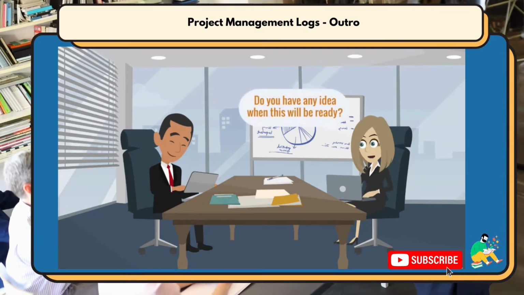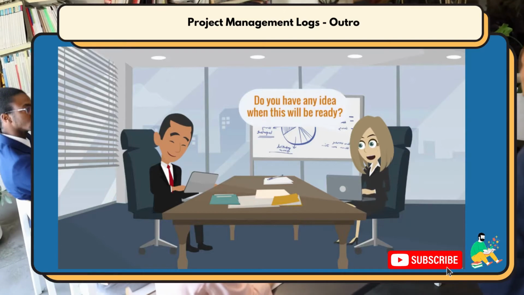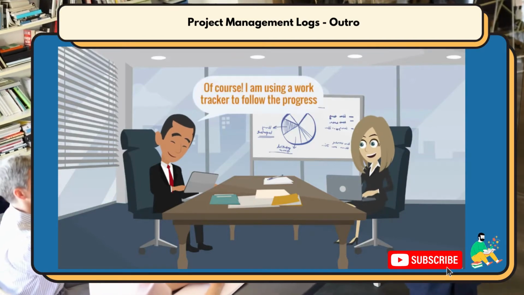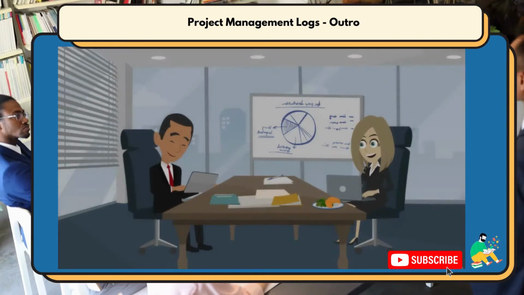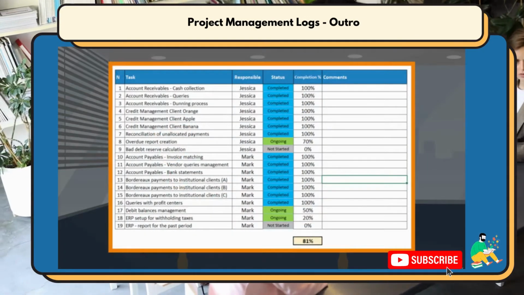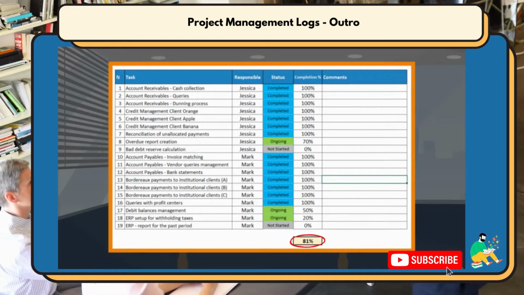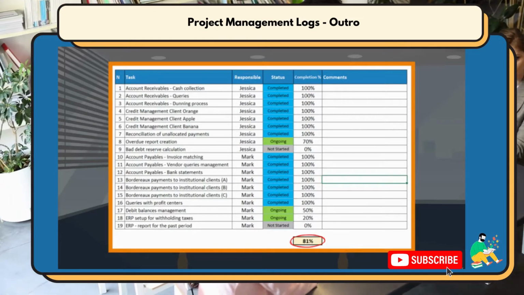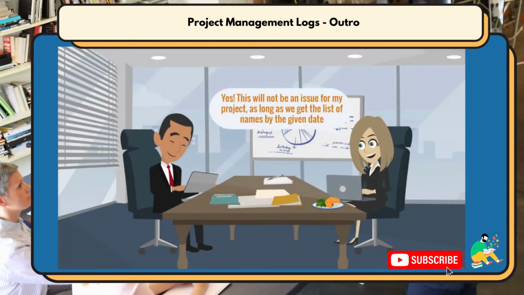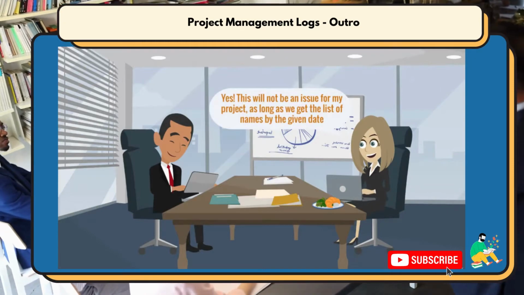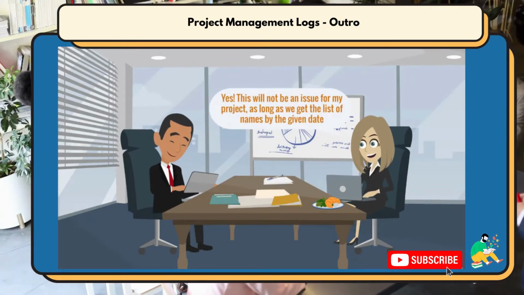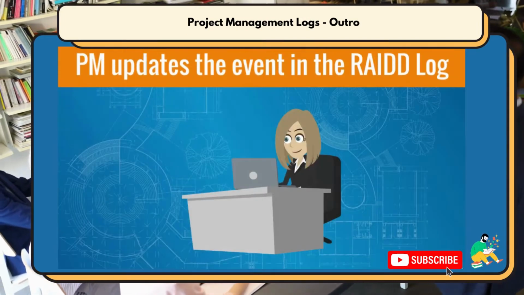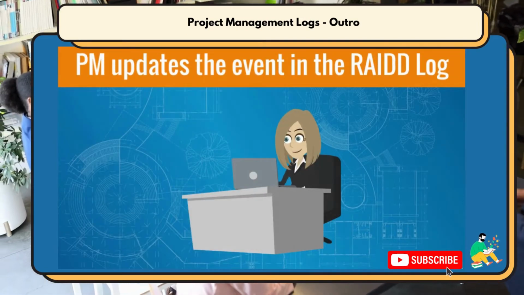Our project manager asks the other if they have any idea when this will be ready. The other answers, "Of course, I am using a work tracker to follow the progress. There it is. We have completed about 80% and plan to be fully ready by the end of next week. This means we can provide the names the following week. Is that okay?" "Yes," our project manager answers. "This will not be an issue for my project, as long as we get the list of names by the given date." That is good news. Our project manager updates the event in the RAID log.